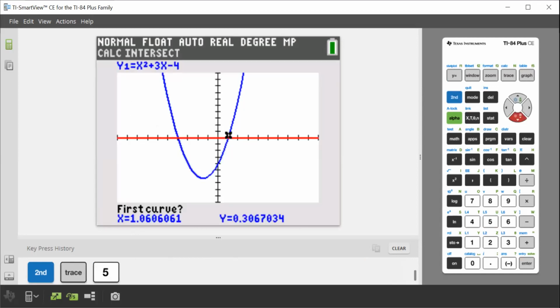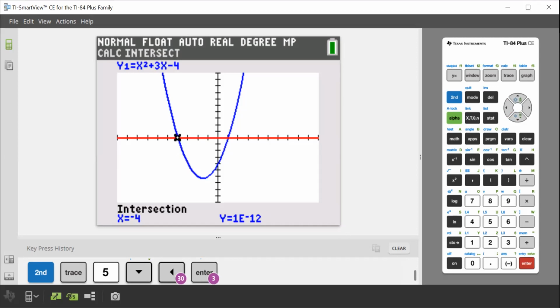And I have to repeat the process, unfortunately. This time, to find the other x-intercept, I need to move my cursor closer to the other x-intercept, or else it'll keep finding the same one over and over. First curve, enter, second curve, enter. Guess who cares, enter. Negative 4. Okay, and if you see down here on mine, it says 1e to the negative 12. That means 0.